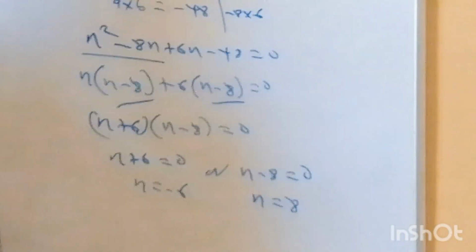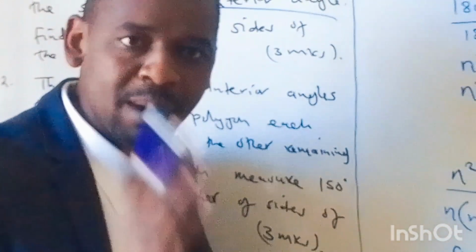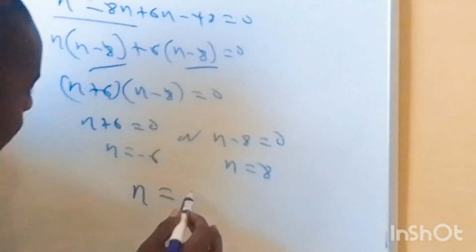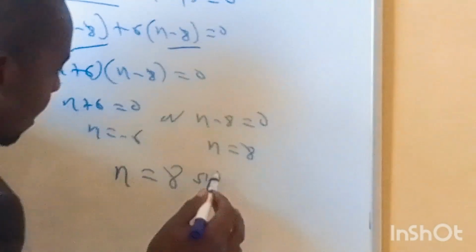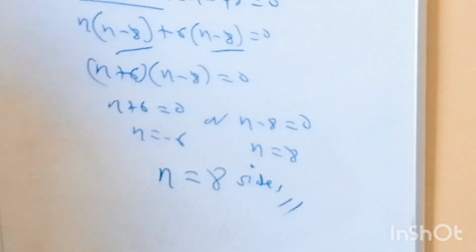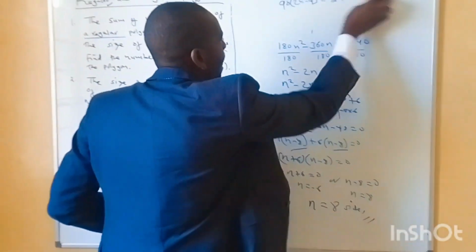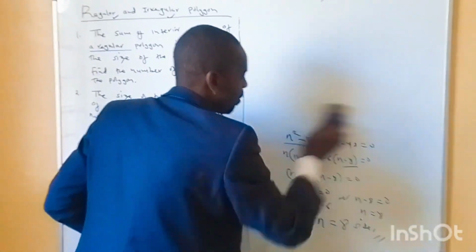Now, remember we have the two values of n, but the number of sides of anything cannot be negative. You cannot count the numbers and get a negative value. The number of something must be a positive value. So the n that we are told to find is 8 sides. So that is the solution to the first question. And I hope you've enjoyed that. Let's go to the second question very fast and see how we can tackle it.